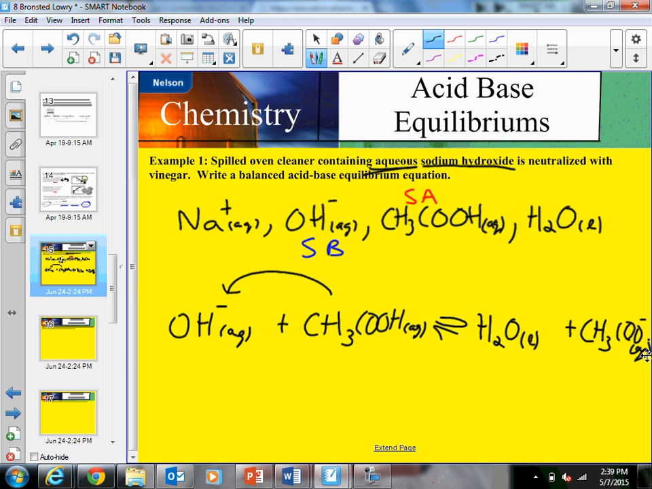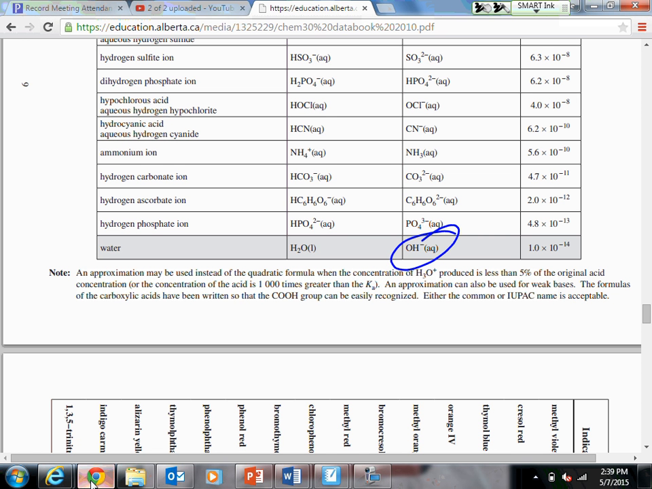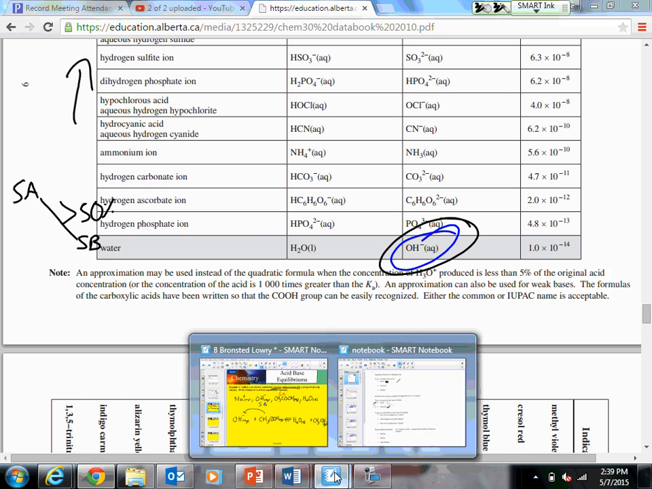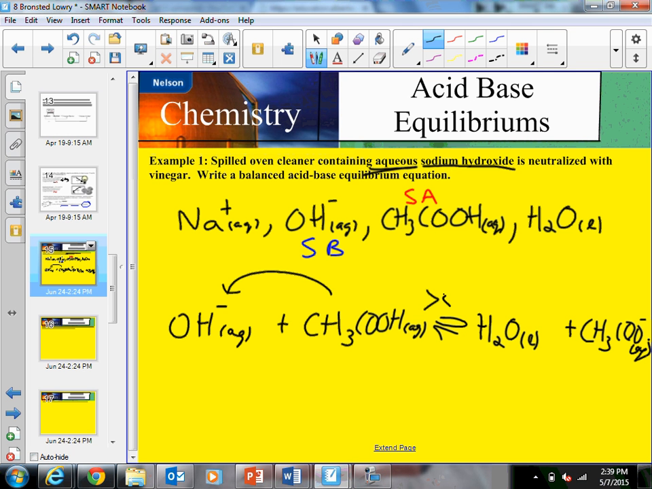Finally, we have to indicate if products or reactants are favored. And if we go back to our table, since our acid, which is way up there, is a lot higher than hydroxide, when the acid is above the base, this is a greater than 50% reaction, so products are favored. So we would want to include that, greater than 50%, to show that this is favoring the forward reaction.